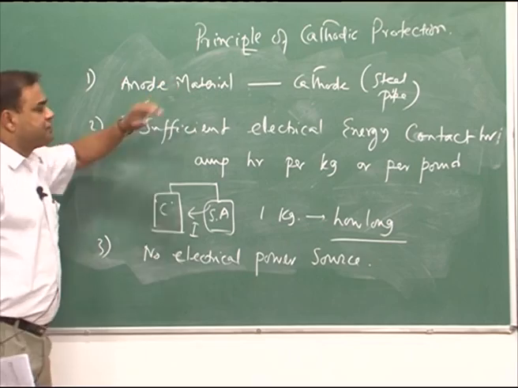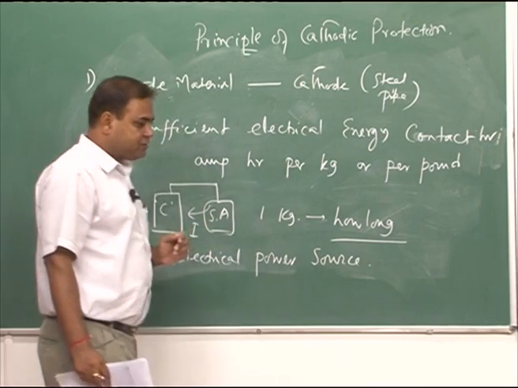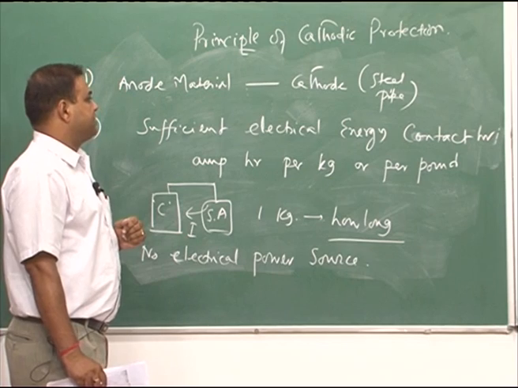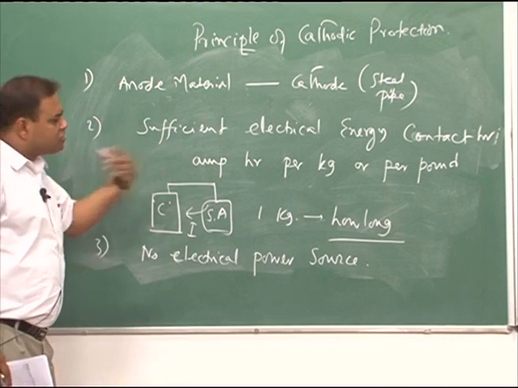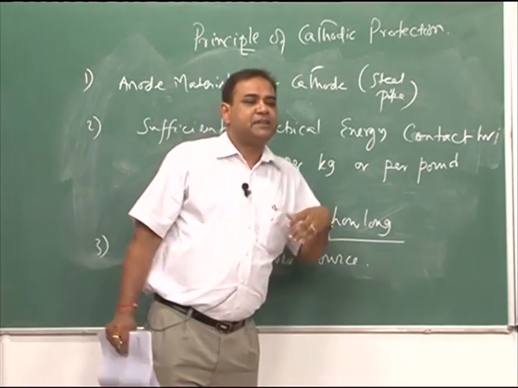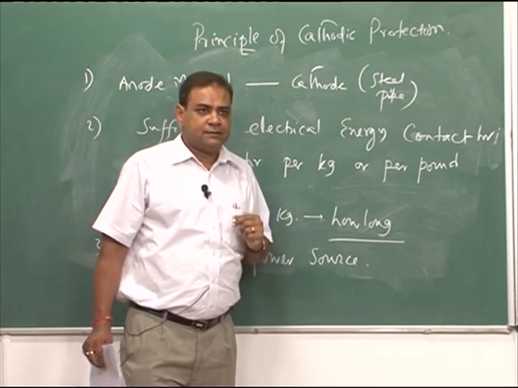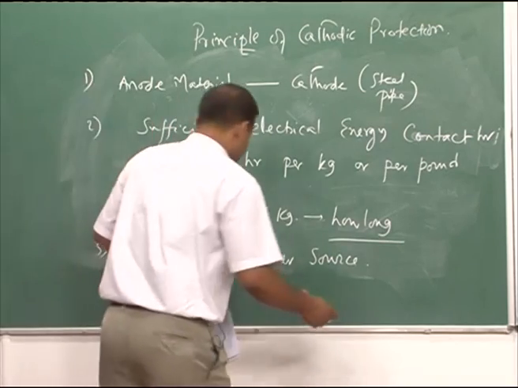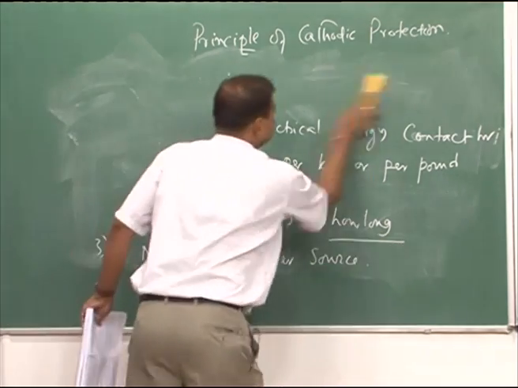Now, what should be the criteria for anode material? We see that zinc is a very good anode material for steel protection. We see that magnesium is a very good material for anode in the sacrificial anode method. Aluminum is also very good, but there are some issues with aluminum. There is a tendency for aluminum to go into a passive state. If it goes to a passive state, then there could be a serious problem.